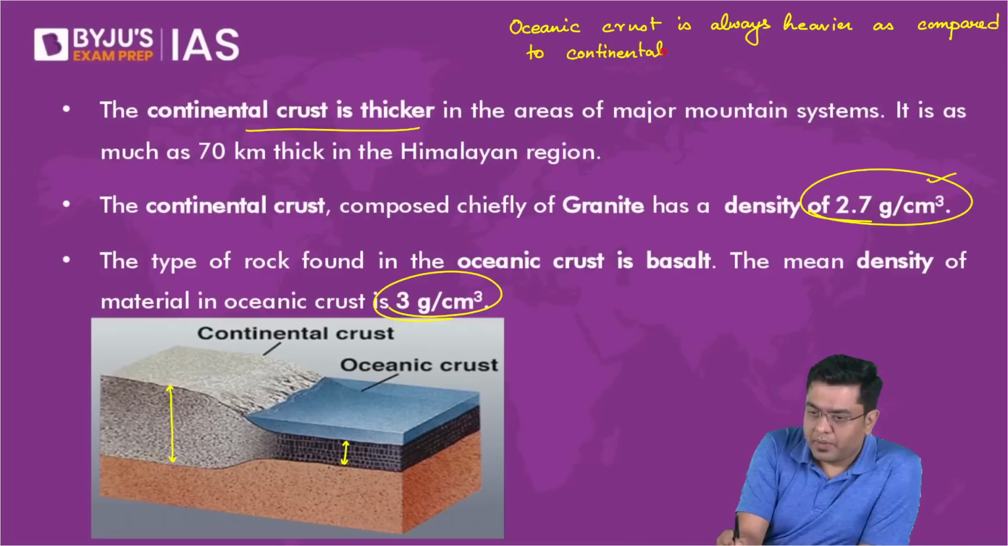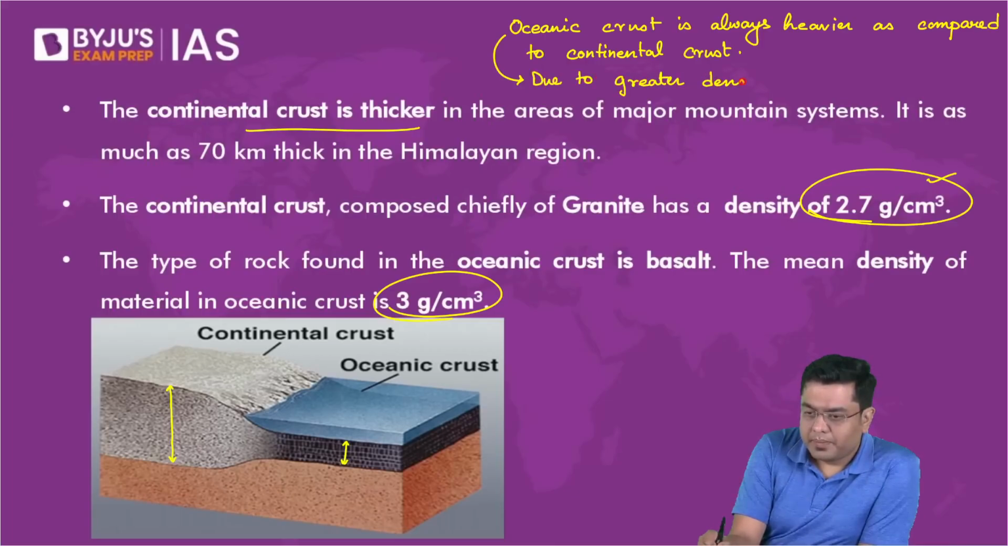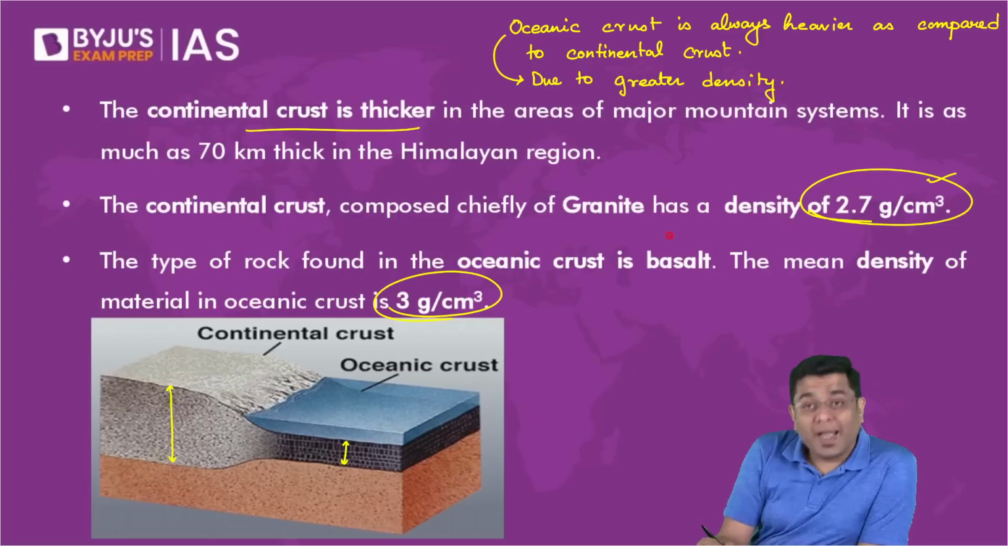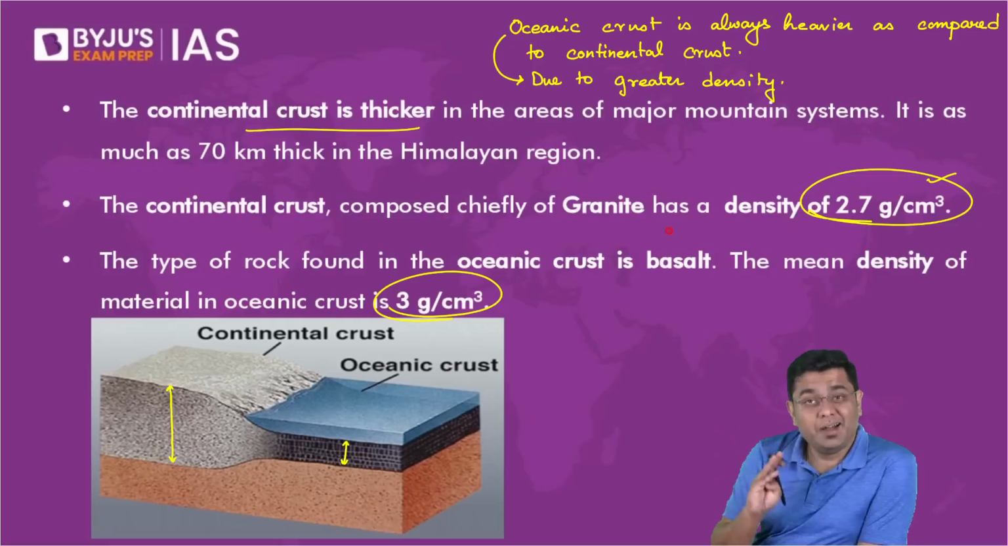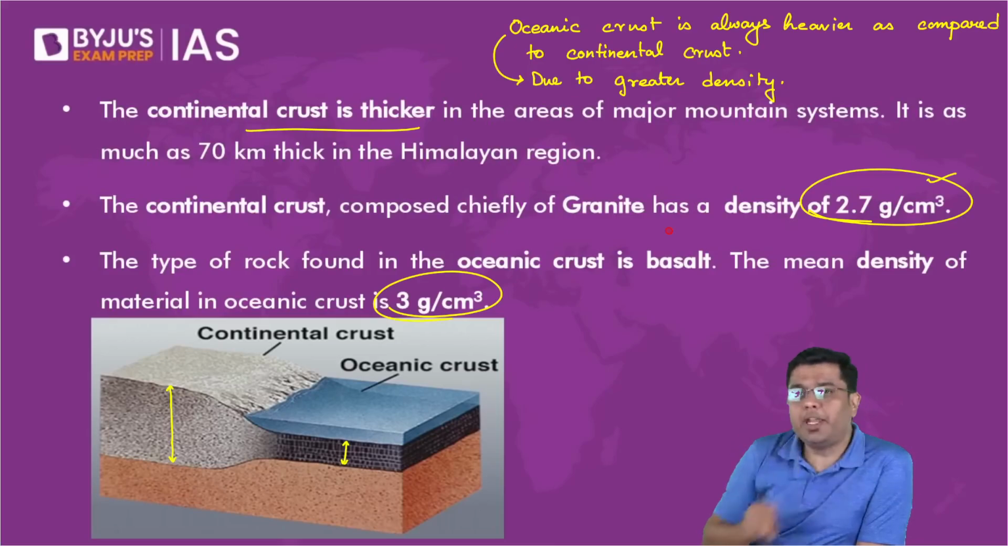And why is that the case? Because of the greater density. Why is the density high? It is made up of different types of materials. The continental crust that you will come across is made up of granitic rocks, which are more dominant in silica and alumina, whereas the oceanic crust will be dominated by magnesium, iron, and basaltic rocks in general.